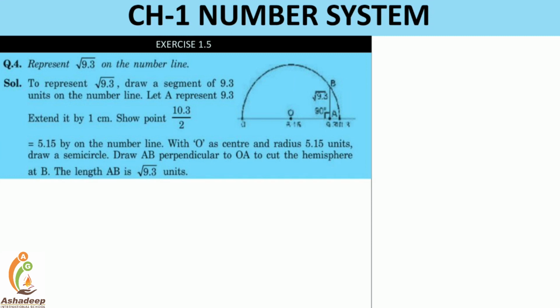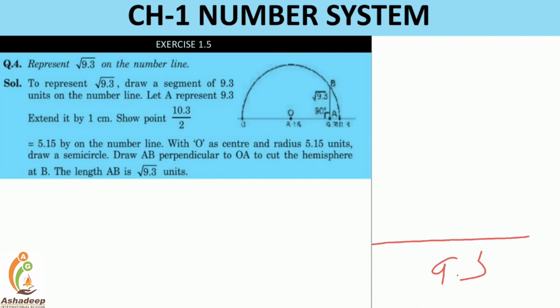Now this is the representation of any number on the number line. So how can you do that? See, for example, now I have to represent the square root of 9.3 on the number line. So what do I have to do? Just go through the steps. To represent this, first of all, draw a line segment of 9.3.